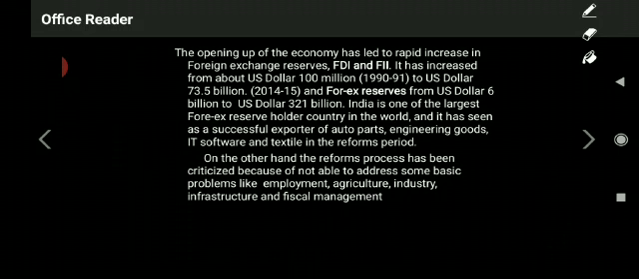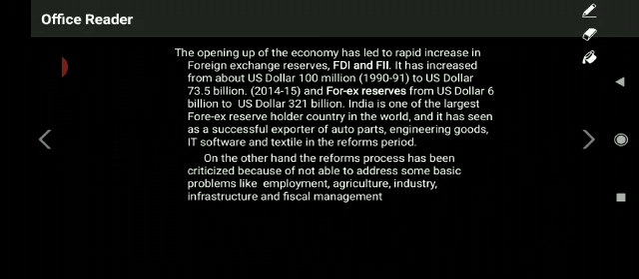Look at the picture of foreign exchange reserves during the reforms period. The foreign exchange reserves also increased tremendously from 6 billion US dollars to 321 billion US dollars. There is a tremendous increase in the foreign exchange reserves in India because of the opening up of the economy, like globalization.